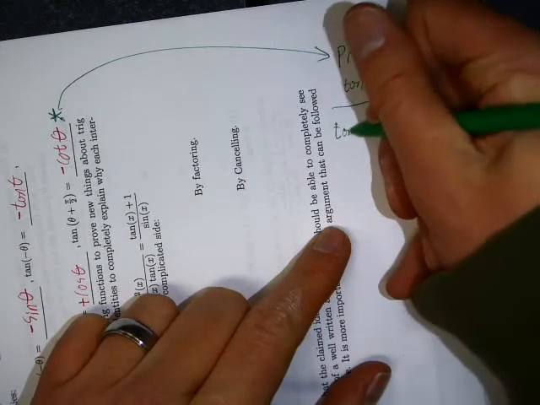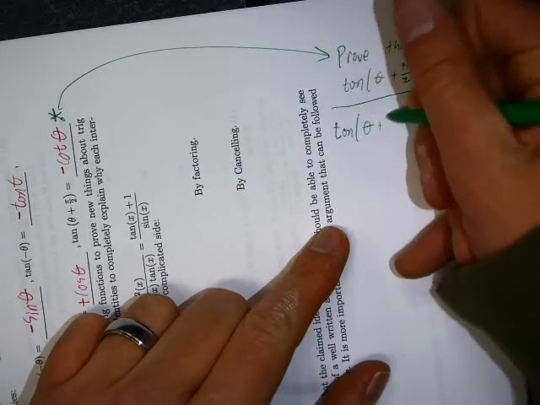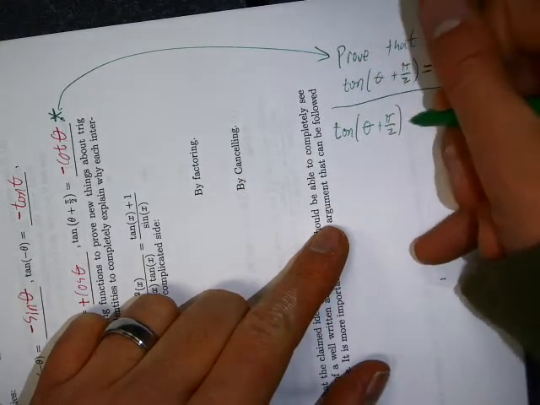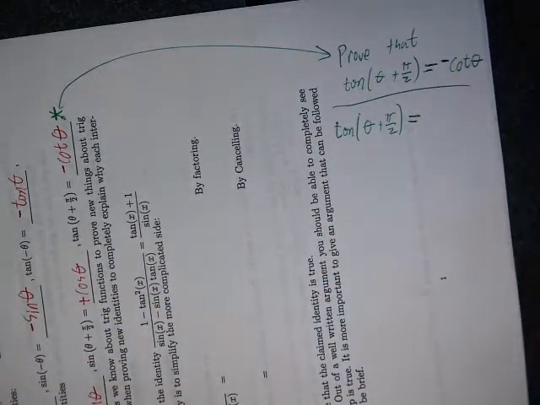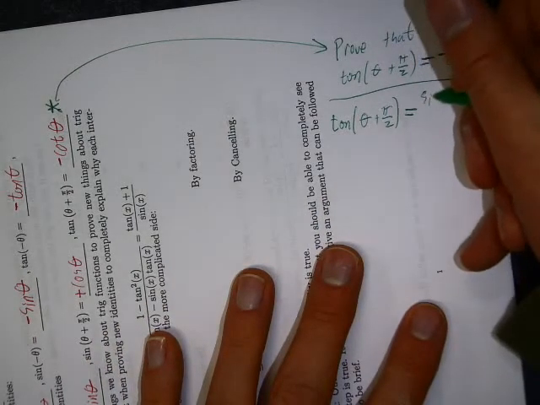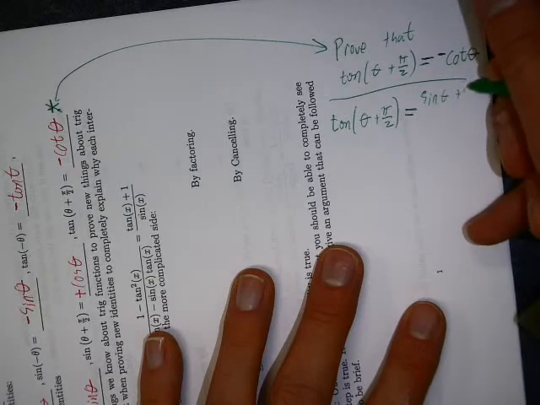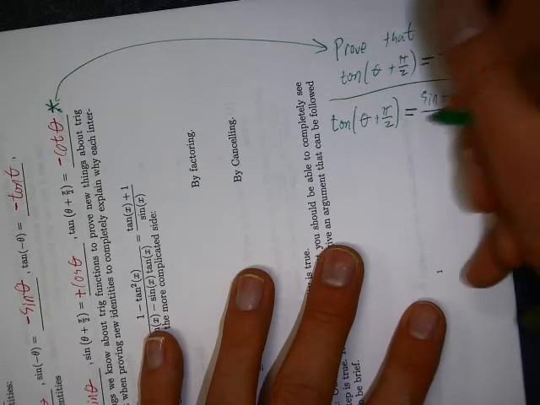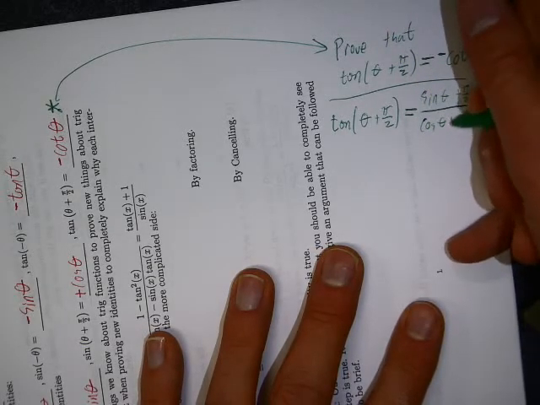So let's think about the tangent of theta plus pi over 2. Let's try to write down things that we know are true. And maybe I'll suggest this. What's tangent in terms of sine and cosine? Sine over cosine. So tangent of this angle will be the same thing as the sine of theta plus pi over 2 divided by the cosine of theta plus pi over 2.